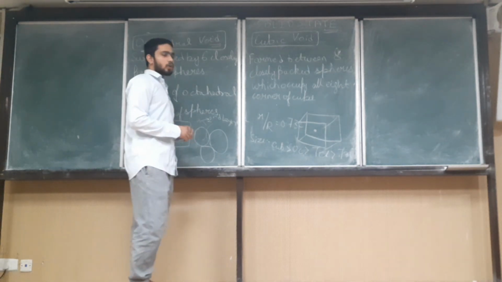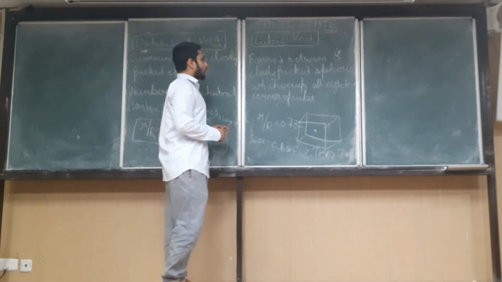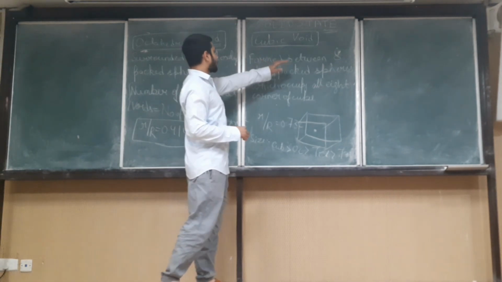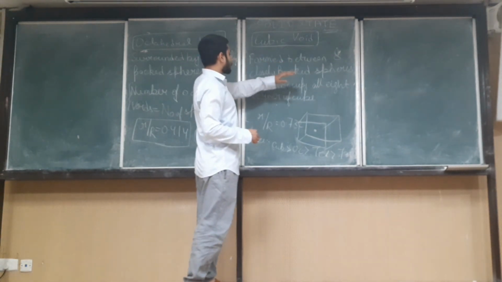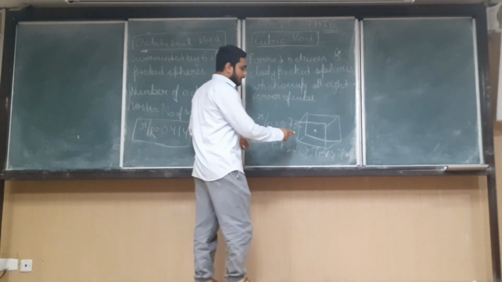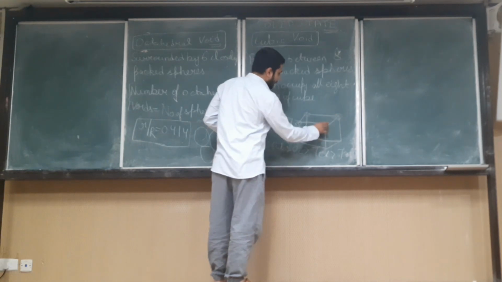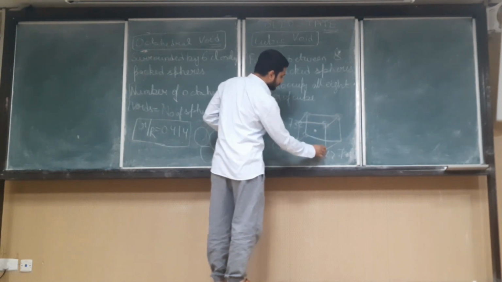So this was for the octahedral void. Now coming to the cubic void. What is a cubic void? These are formed between 8 closely packed spheres which occupy all 8 corners of the cube. Suppose that there is a cube, and 8 spheres or 8 atoms are present at the corners of this cube.